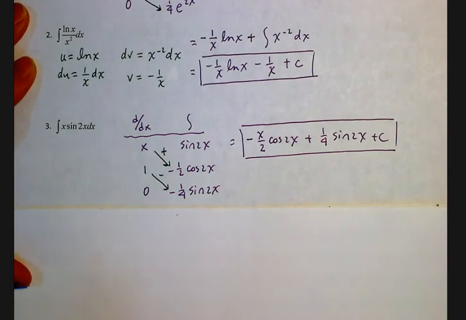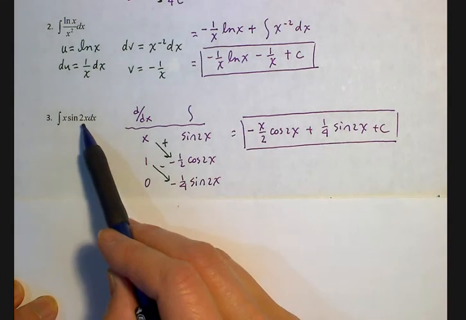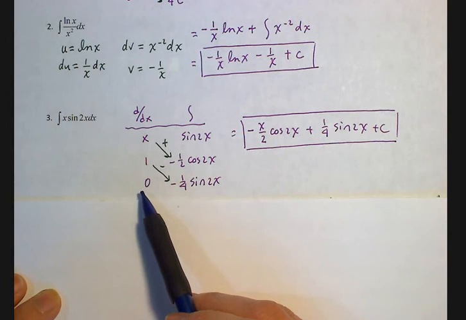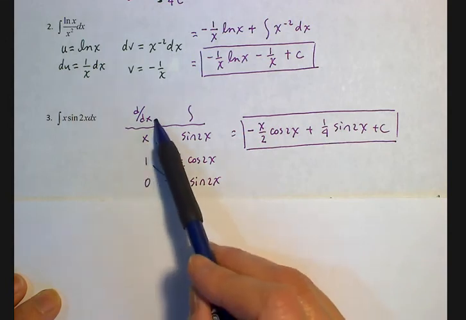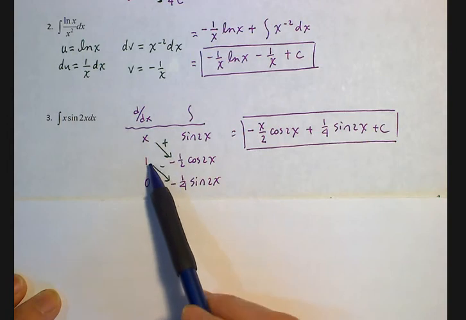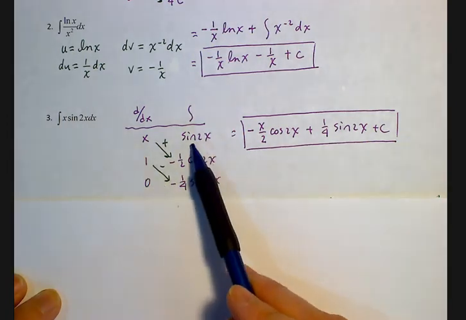Okay, the third problem is x times the sine of 2x dx. So you can also use the tabular method on this. So you have the derivative to be x. So then if you keep taking the derivative, you have x, 1, 0. And then the integral on these would be sine of 2x.